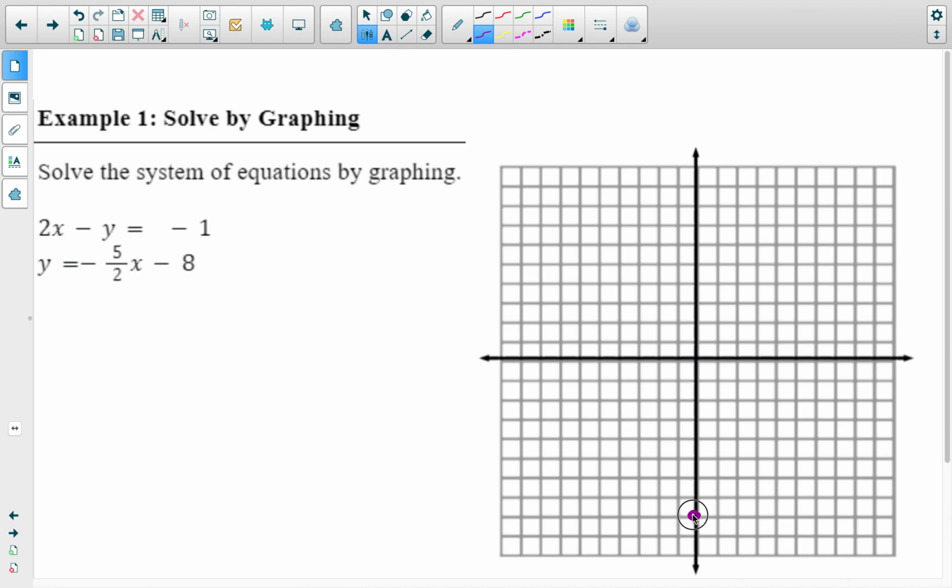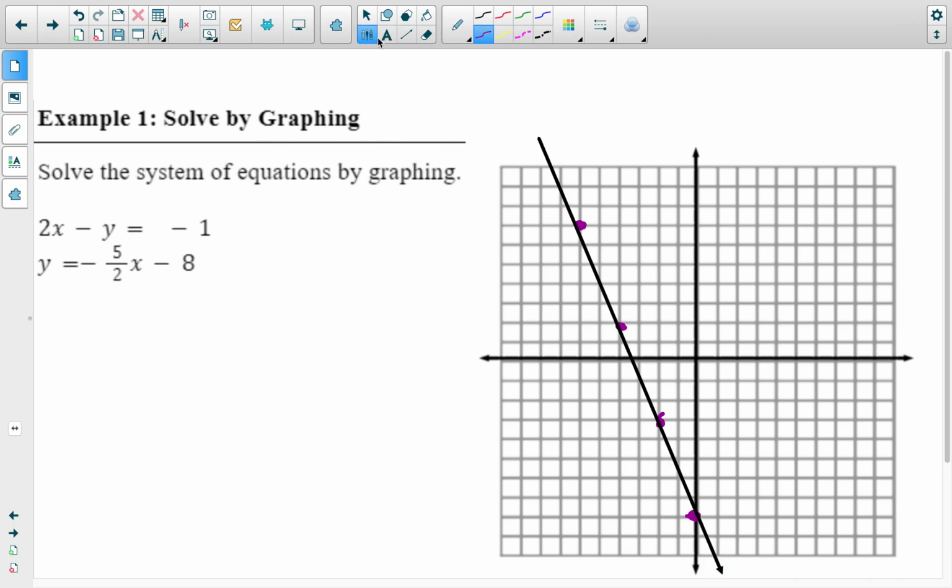I know that my y-intercept is down here at -8, and then I can use my slope of -5/2 for rise over run: up 5 over 2, up 5 over 2, up 5 (1, 2, 3, 4, 5) over 2. And then I'm going to use my line creator so that it's a nice straight line.